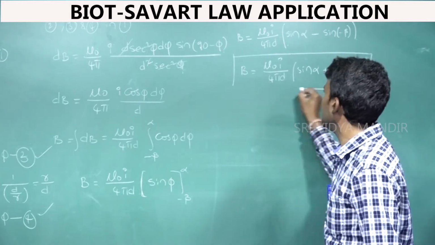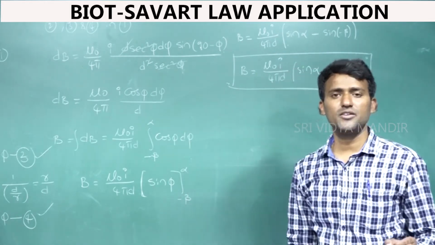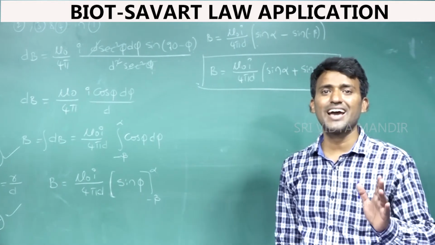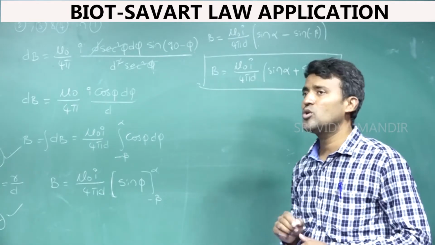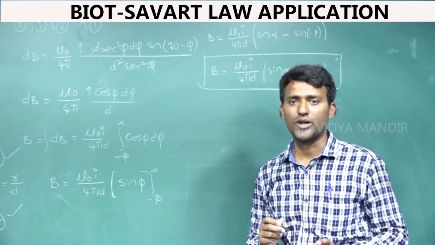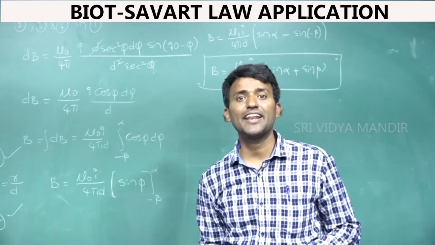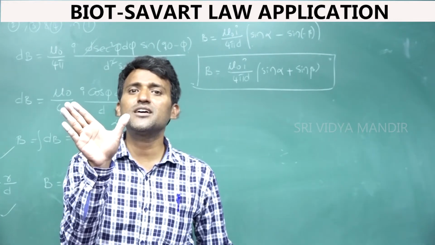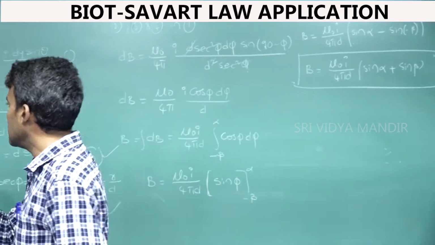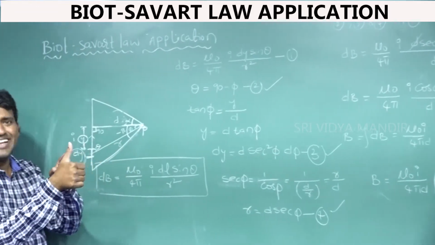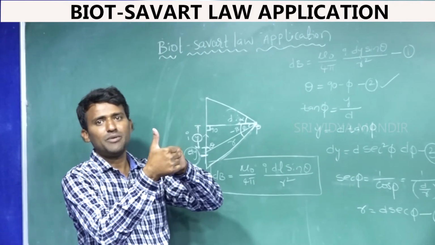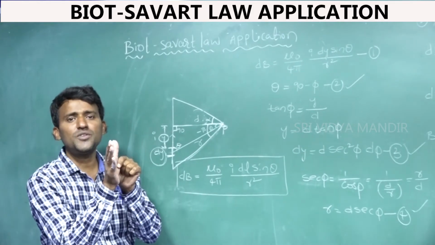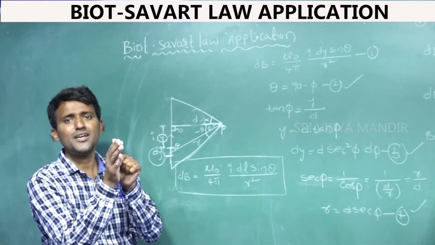So the magnetic field at a point P due to the current carrying conductor, B is equal to mu naught I divided by 4 pi d, into sin alpha plus sin beta. Now what is the magnetic field direction? If you want to calculate the magnetic field direction, we have to use the right hand thumb rule. See here, the thumb indicates the current direction, and the fingers indicate the magnetic field direction.